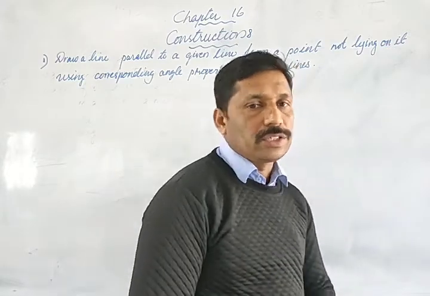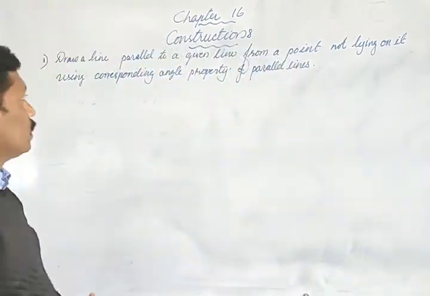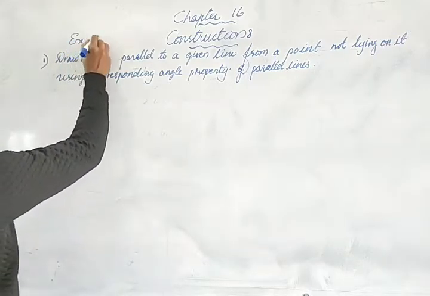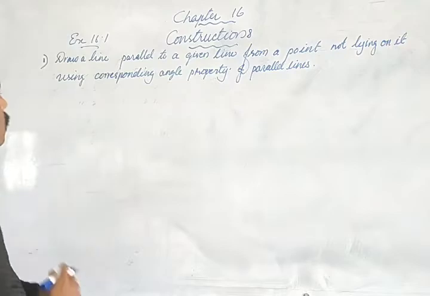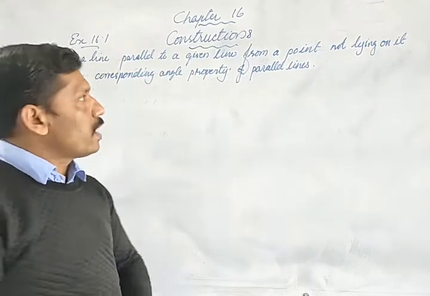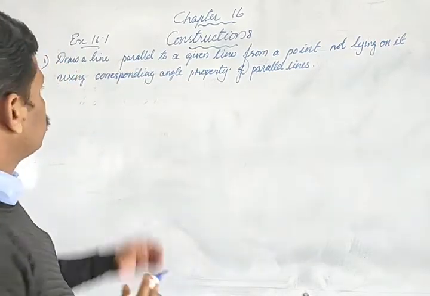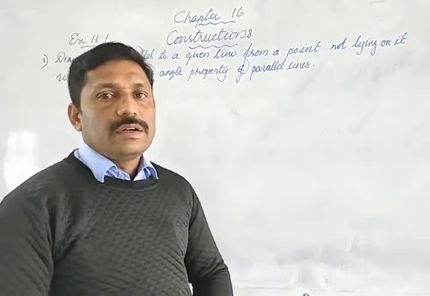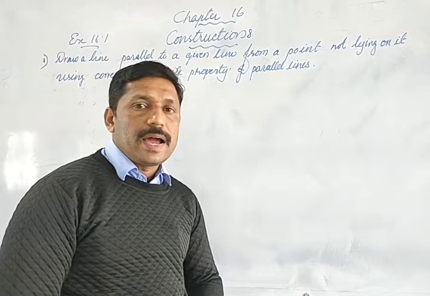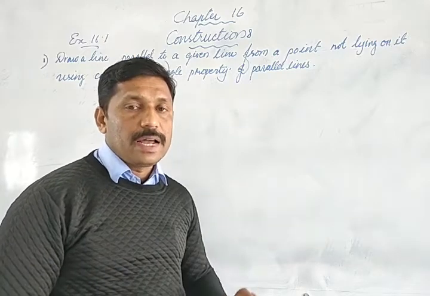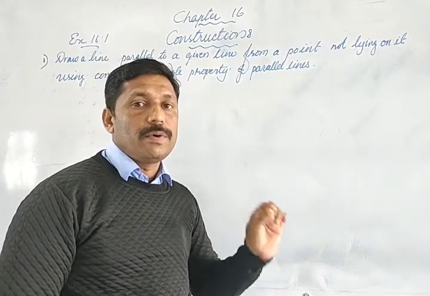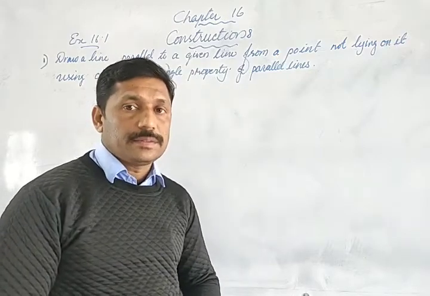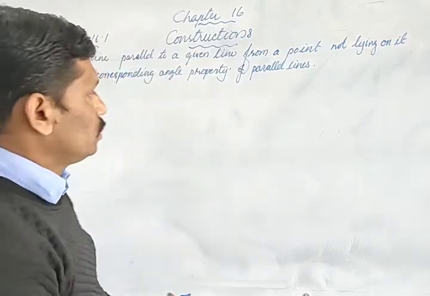The first question, exercise 16.1. The first question is, draw a line parallel to a given line from a point not lying on it using the corresponding angle property of parallel lines. It means we have to draw a parallel line to a given line, and that parallel line should be drawn from a point that is not lying on the line. So how to do it?